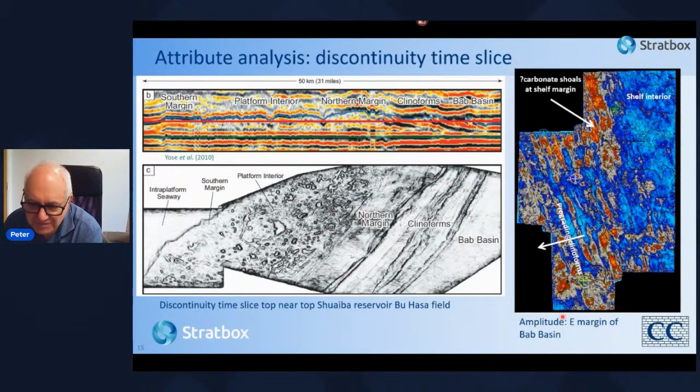And also, if we look at other seismic attributes, for example, we can see amplitude anomalies or variations of amplitude along the strike of these clinoforms, and you can make inference about facies variations and variations of reservoir quality along these clinoforms.